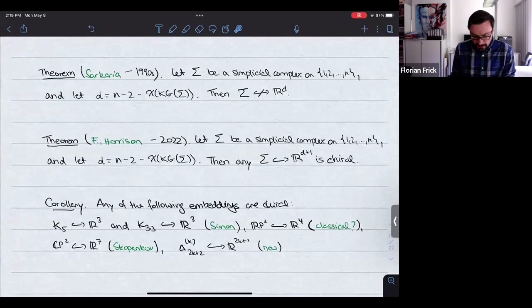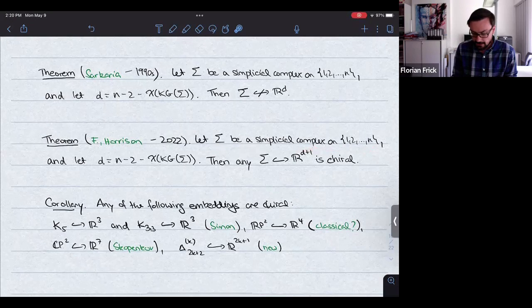Well, you know what's coming. Here is Zacharias' general non-embeddability result. And here's a consequence of what Mike and I proved. The same thing, but now a chirality result. So if sigma is a simplicial complex on 1 through n, same parameter, n minus 2 minus chi, then any embedding into now R^(d+1) is chiral. Now, there's a left-handed and a right-handed version, which is more general than saying it doesn't embed into R^d.